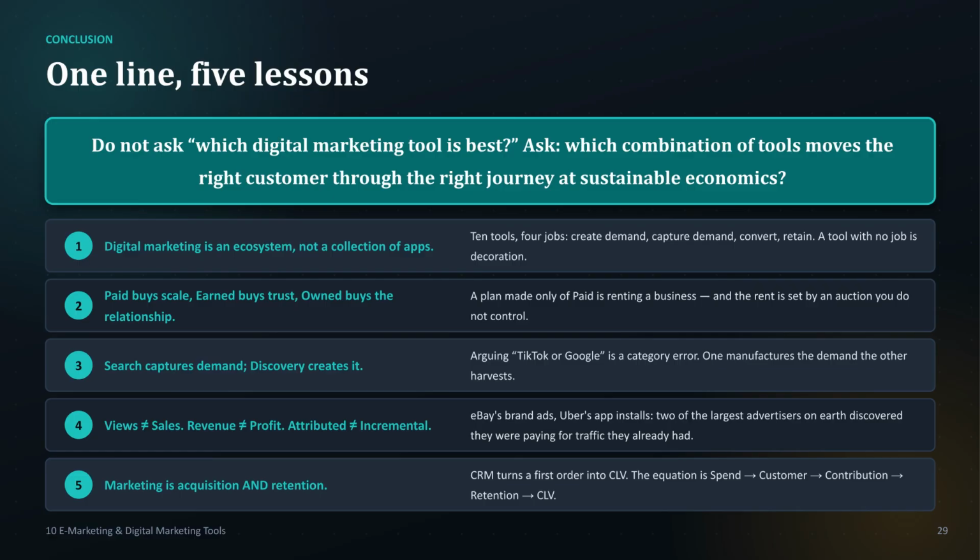To conclude, stop asking which tool is best. Start asking how your combination of tools moves the right customer through a journey that builds sustainable profit. Focus on acquisition and retention equally.